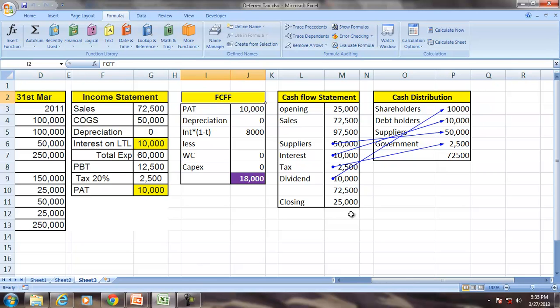So in this case the total cash inflow is 72,500, total cash available is 25,000, and total cash paid to the shareholder is 10,000, total cash paid to the debt holder is 10,000, total cash paid to the supplier is 50,000, and total tax paid is 2,500. One has to be careful when using the free cash flows for the firm.